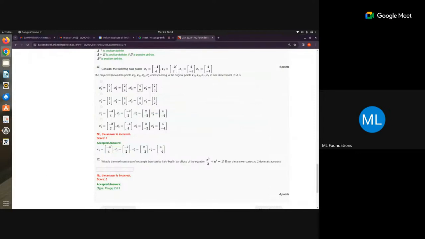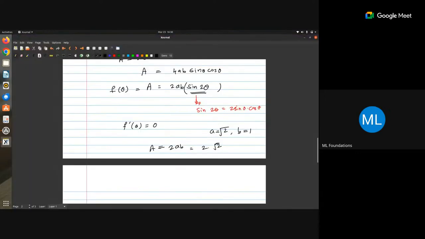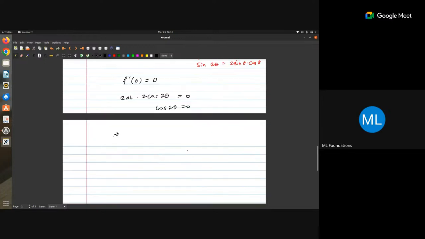If you wanted to do that, how does this sine 2 theta come? Okay, maybe I'll do that. So f dash of theta equals zero, right? If you guys understand this, it's fine. Otherwise, I'll just do f dash of theta. So it will become 2ab, this constant, right? And what is the differentiation of sine 2 theta? 2 cos 2 theta, right. So cos 2 theta equals 0, because this 4ab is constant.